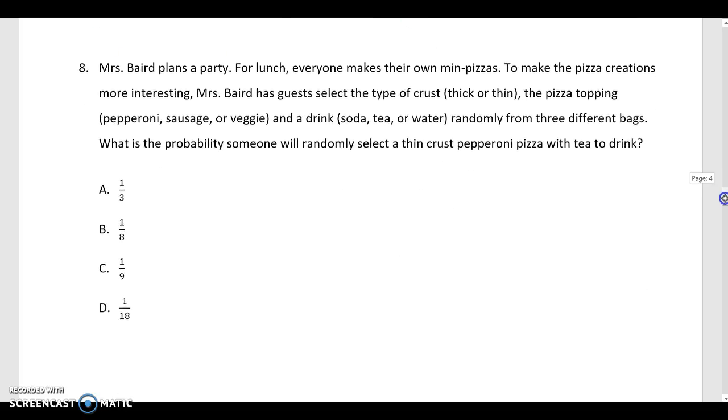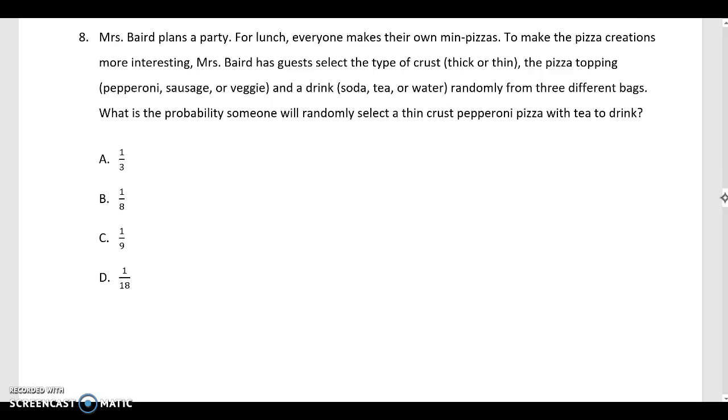Okie dokie, moving along. Okay, so Miss Baird plans a party. For lunch, everyone makes their own pizza creations. So she has guests select a type of crust, so thick or thin. Then the pizza toppings, there's 1, 2, 3 of those, and a drink. So what is the probability that they randomly select thin pizza crust, pepperoni, and tea?